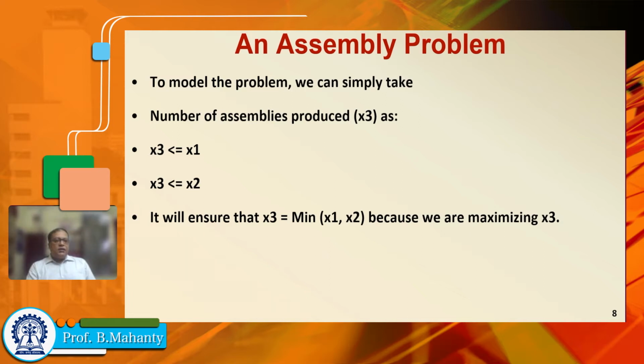Here you see an inventive way of putting things: we can simply take x3 less than or equal to x1, and x3 also less than or equal to x2. It will ensure that x3 is the minimum of x1 and x2 because we are maximizing x3. So in an innovative way, we have been able to model the system without using a function like the minimum function, which has a problem with the linearity of the problem. Here we have only linear constraints, and we are able to formulate the problem.